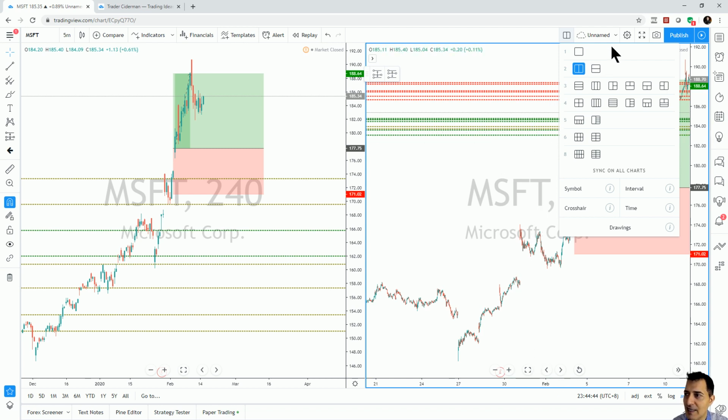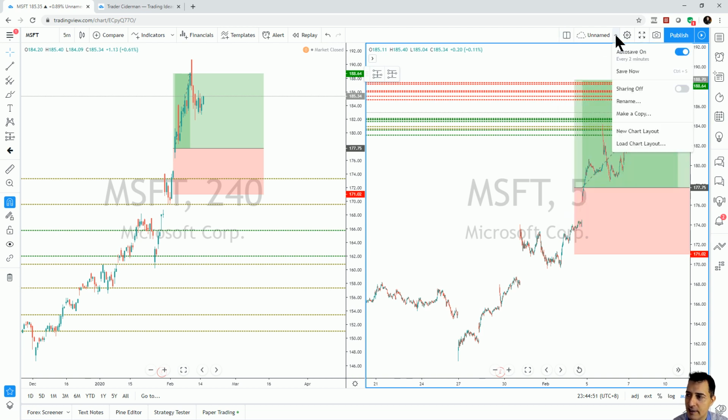And finally, actually I got 2 more things to go. Those layouts can be saved. As you can see, you have an option for autosave. Every 2 minutes they autosave, but you can also force a save now by clicking here. And then you can give names. By default they come with a default name, but if you click on rename, you can give them a specific name.